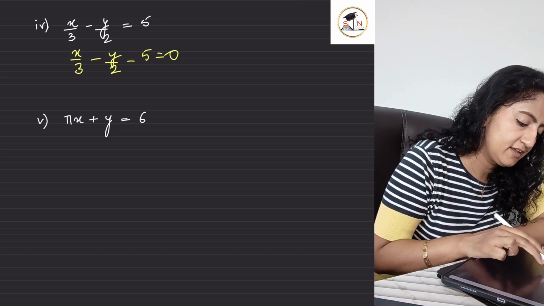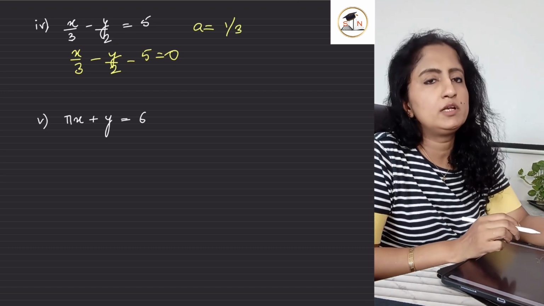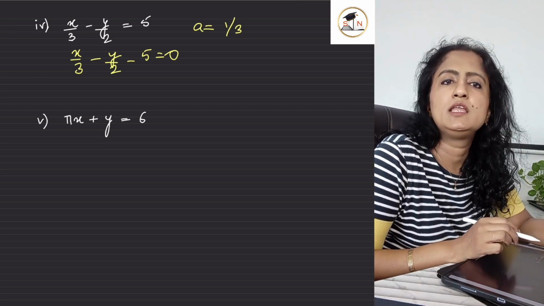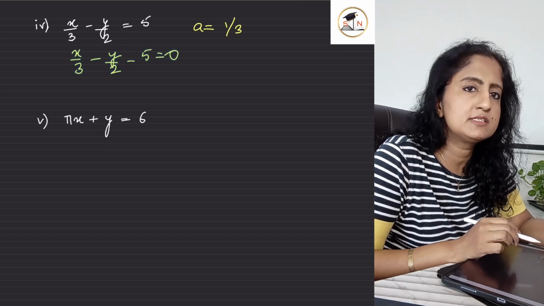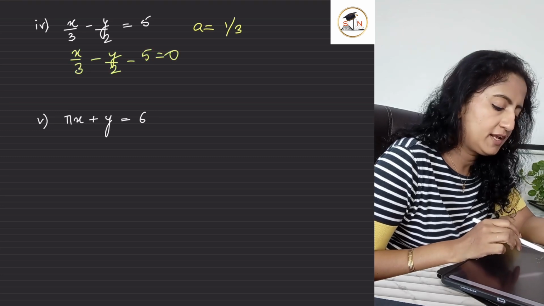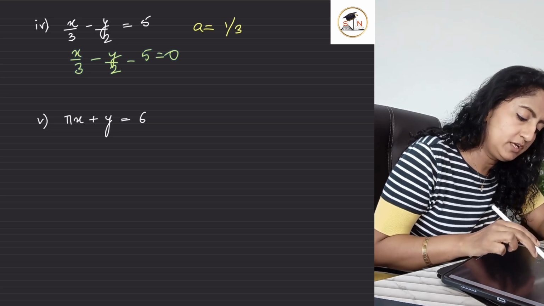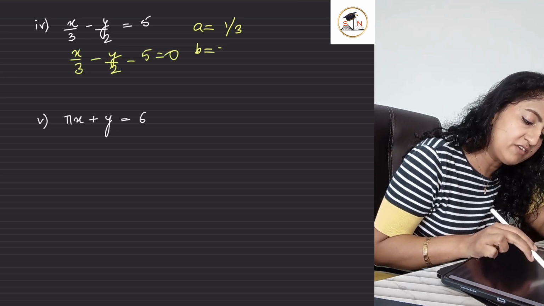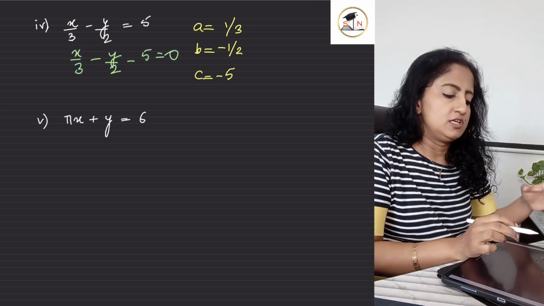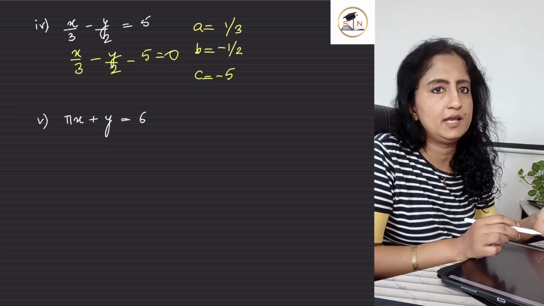Now, what is a? A is 1 by 3. As I had told in the beginning when we were introducing the chapter, that a, b, and c can be real numbers. And real means they can be rational as well, right? So yes, this is an example of that, where we are having the value of a and b as rational numbers. A is positive 1 by 3, b is negative half, and c is negative 5. So this is what we get. First the standard form, and then the values of a, b, and c.